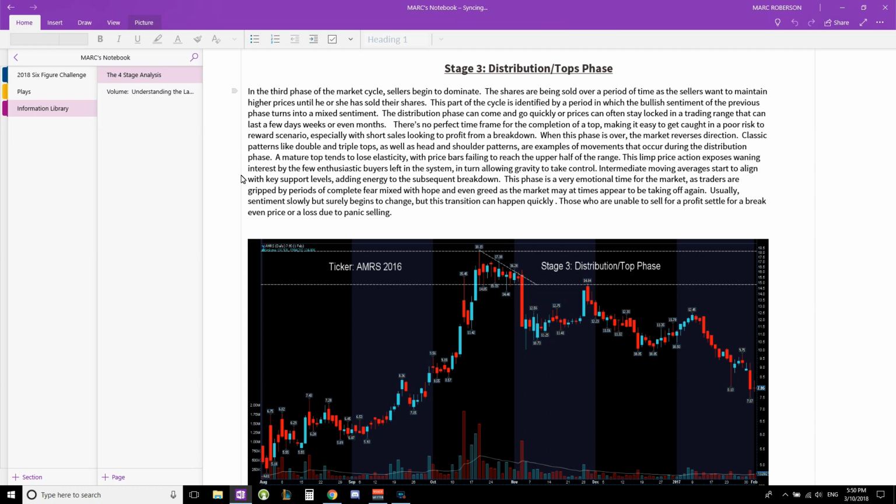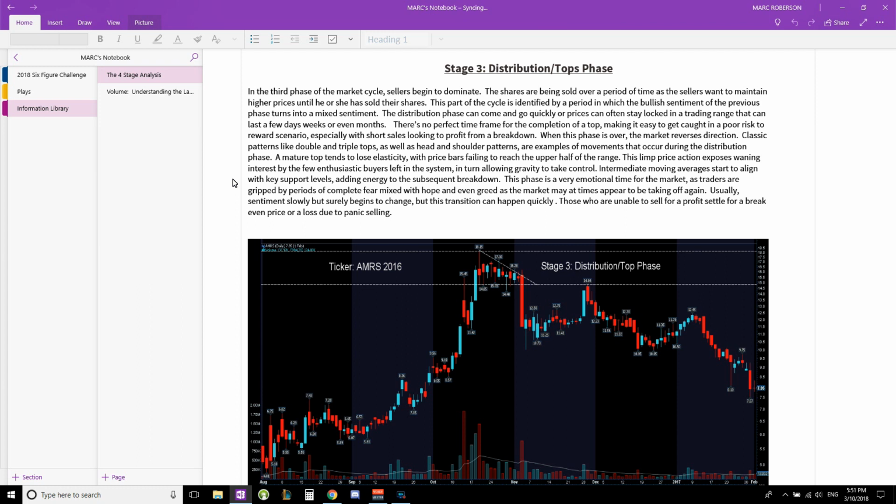Classic patterns like double and triple tops, as well as head and shoulder patterns, are examples of movements that occur during the distribution phase. A mature top tends to lose elasticity, with price bars failing to reach the upper half of the range. This limp price action exposes waning interest by the few enthusiastic buyers left in the system, in turn allowing gravity to take control. Intermediate moving averages start to align with key support levels, adding energy to the subsequent breakdown.